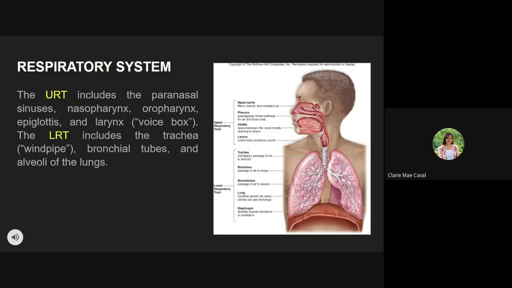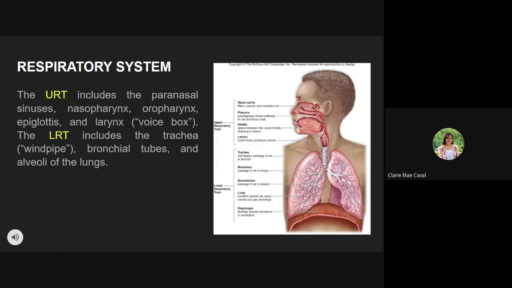So, infectious diseases of the upper respiratory tract, like colds and sore throats, are more common than infectious diseases of the lower respiratory tract. However, the lower respiratory tract infections are the most common cause of death from infectious diseases.